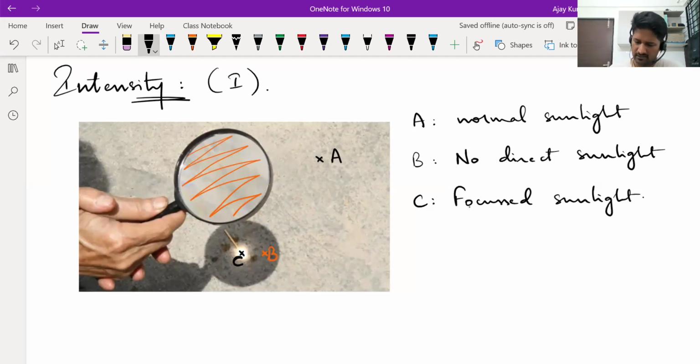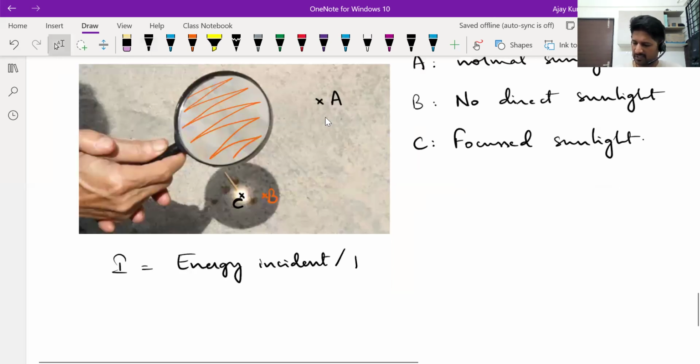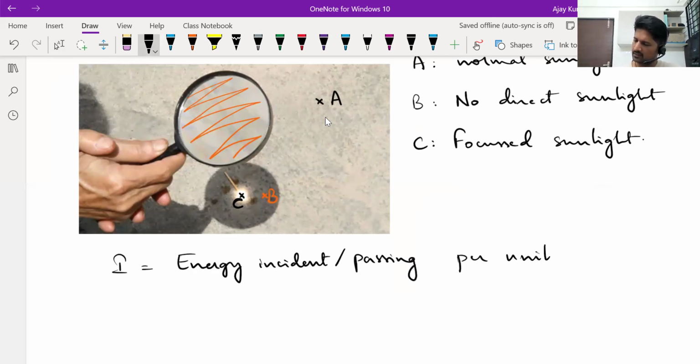So intensity, by definition, is energy incident, you can take energy incident or energy passing, anything of that sort, per unit area per unit time.